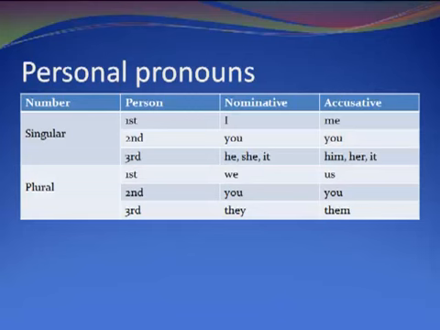So if we look at the nominative forms of pronouns, we have I, you, he, she, it, we, you, and they. And the accusative forms are me, you, him, her, it, us, you, and them. And as you can see, for the second person, you get the same form regardless of the number or the case.